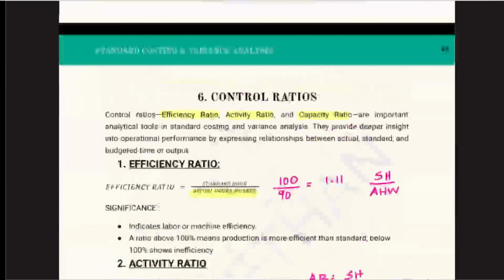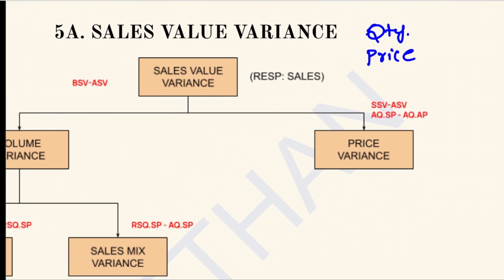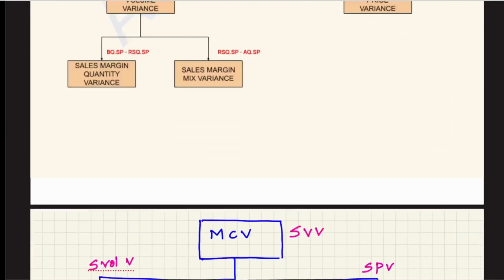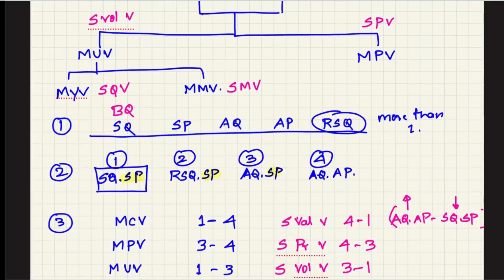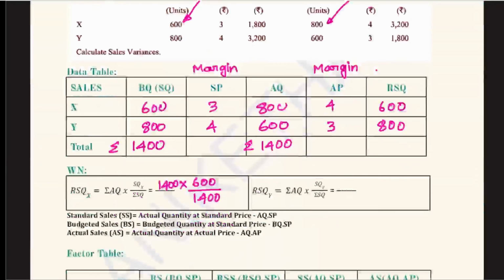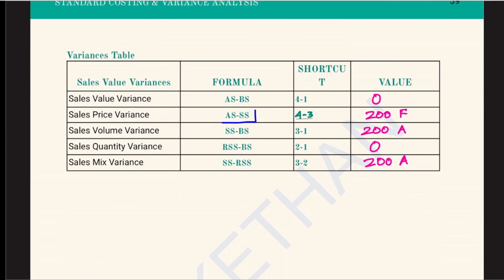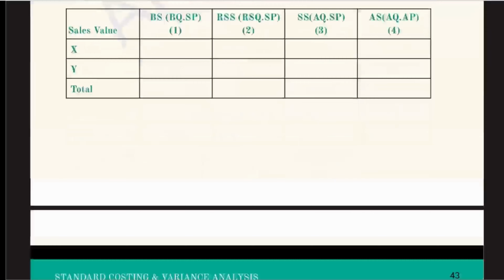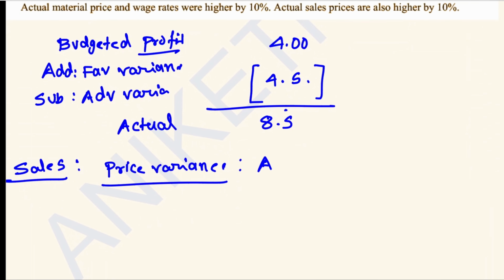Let's check the table once again. Okay, so this has to be actual sales minus standard sales. In the table we will come to know. So material, in the table, material price variance, actual sales minus standard sales, correct? So the price variance is given by actual sales minus standard sales.